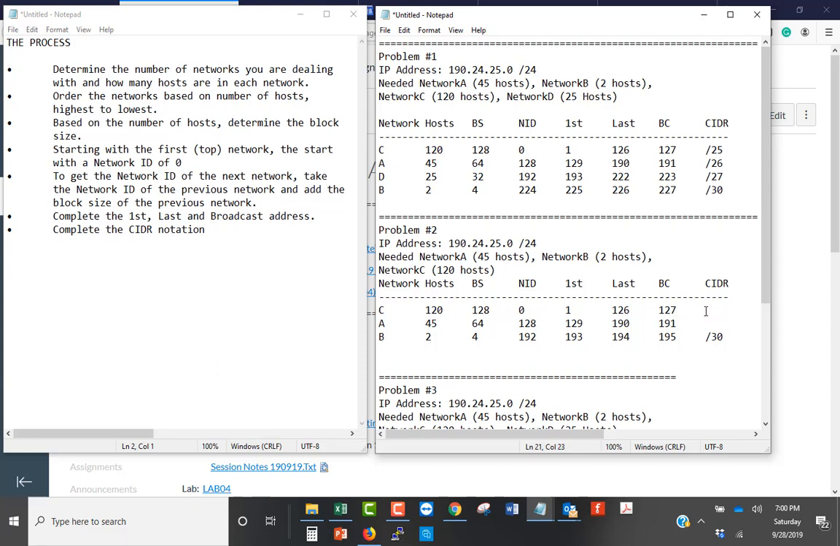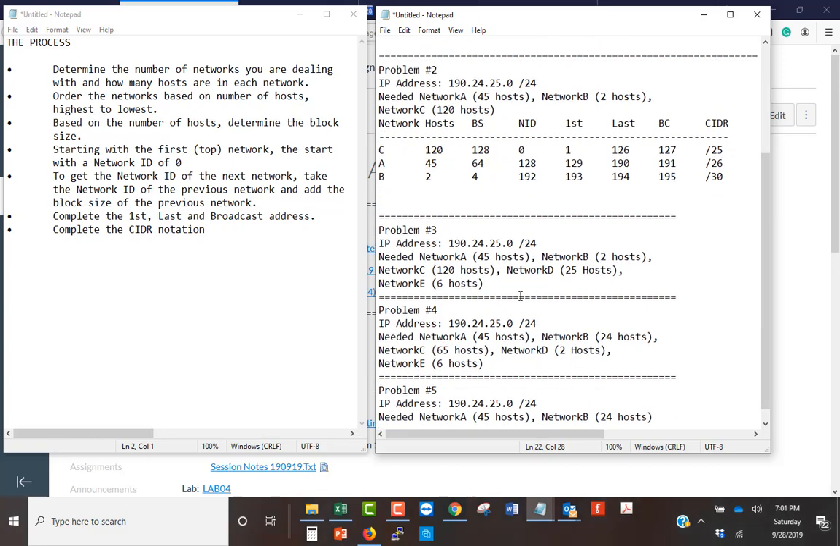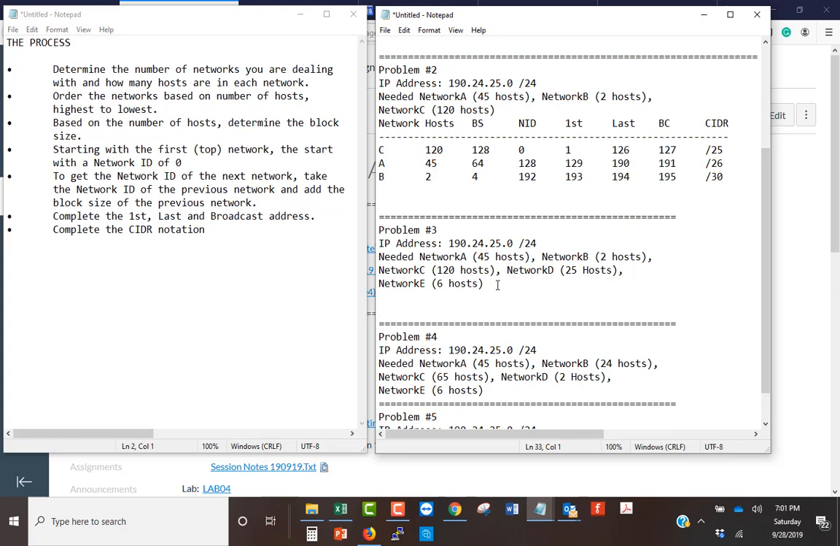Our CIDRs are going to be /25 and /26, and then followed by the /30. So that's your answer for problem number 2. Once you get this pattern down, the process down, it's really not a big deal.